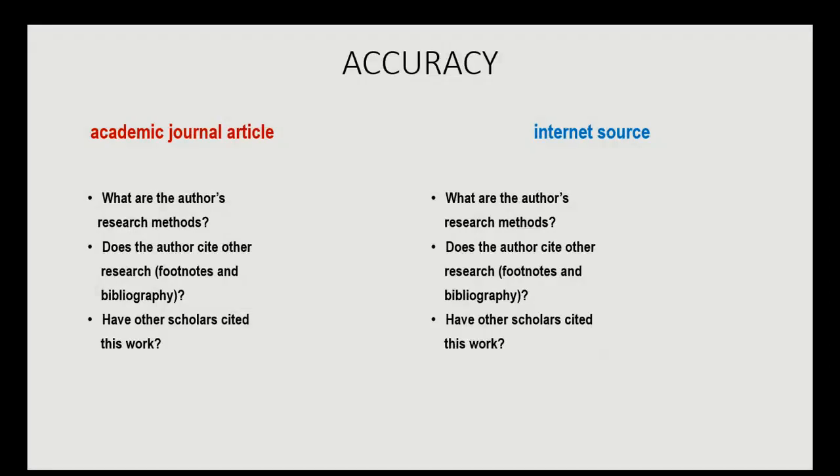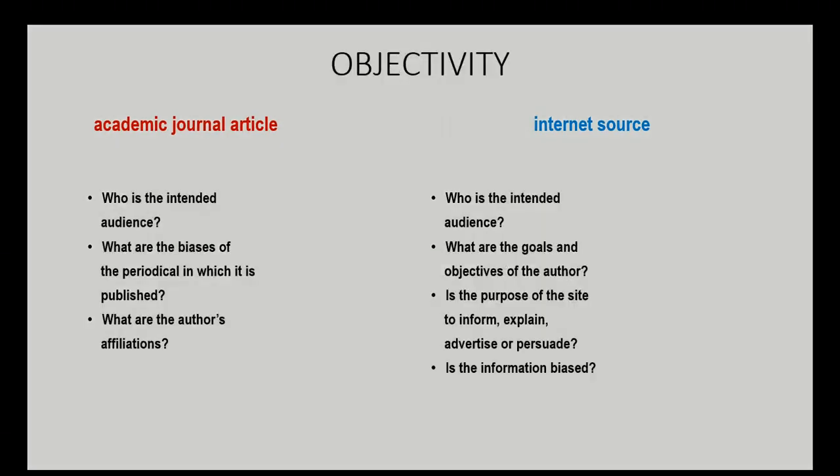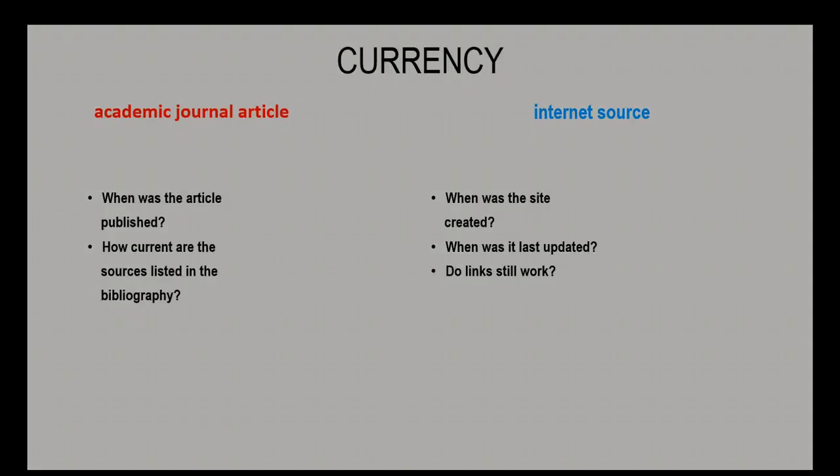Accuracy. How did they find the information? Did they cite where they got it? Objectivity, it's a big one. Who's the intended audience? What are the goals and biases of the author? What's the purpose of this? Currency: when was it published? When was it created? Do the links still work? Don't use this guy as a source.